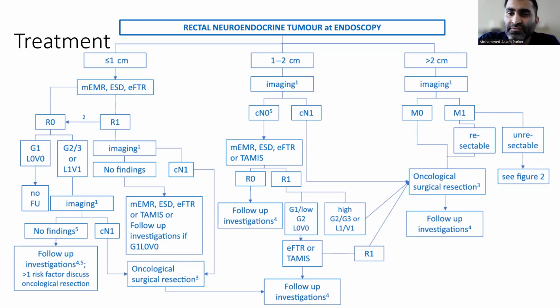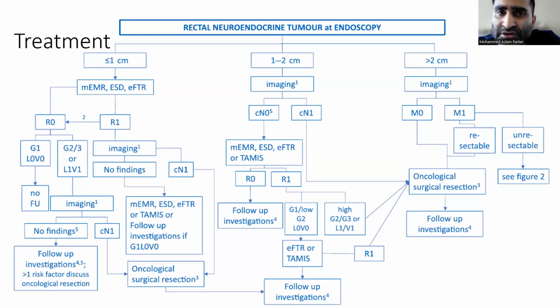Then for grade 1 lesions with complete resection, no follow-up is needed. For your grade 2, grade 3 lesions and them being less than a centimeter, you would do 6 monthly abdominopelvic MRI and yearly sigmoidoscopy for at least 5 years. In addition, the recommendation from ENETS is to also do a PET scan initially and then after 12 months as well.